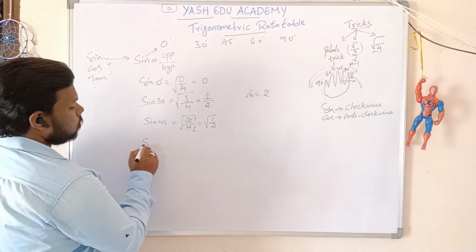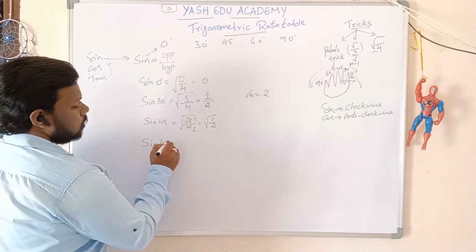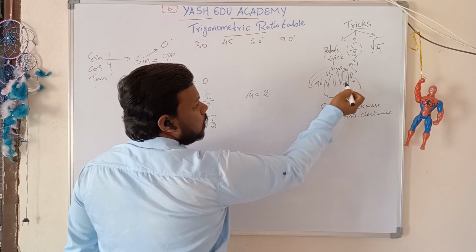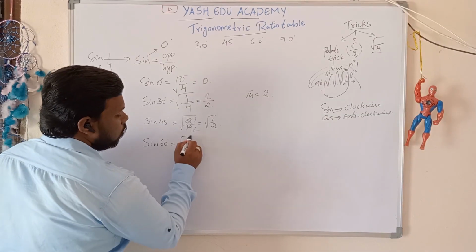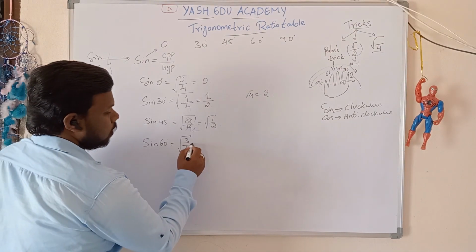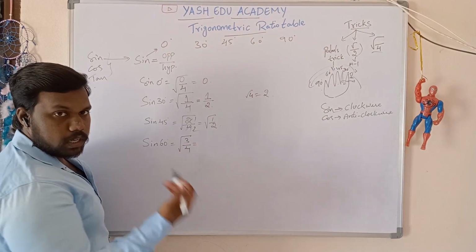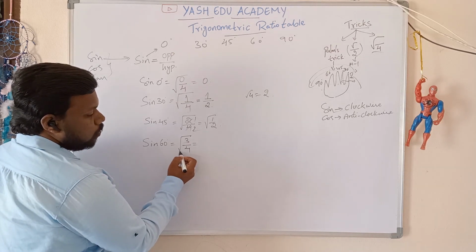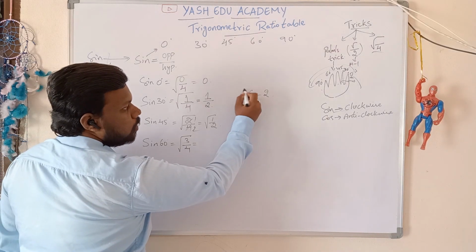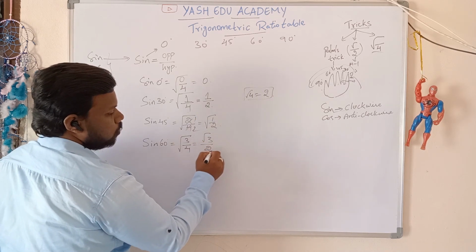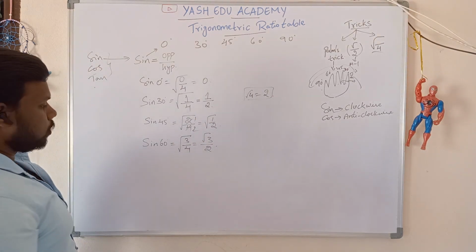Now sine 60. How many fingers are left? 1, 2 and 3. So whole root of 3 by 4. In the numerator we are writing 3, and root 3 remains as usual. Now root 4 value, we already know, is 2. So root 3 by 2 is the final output.